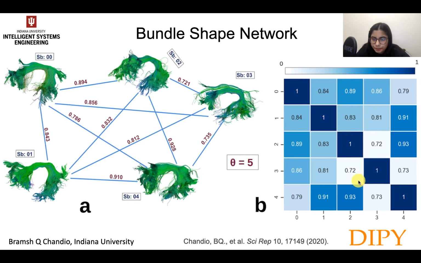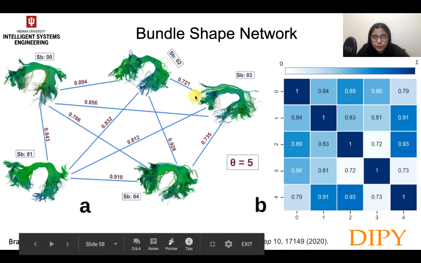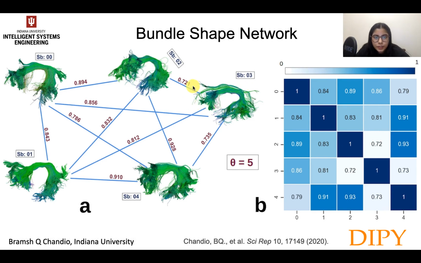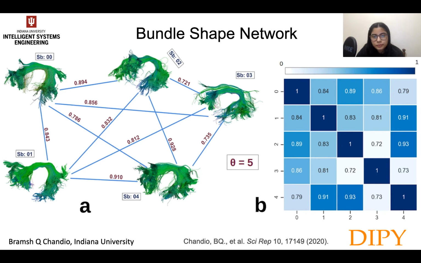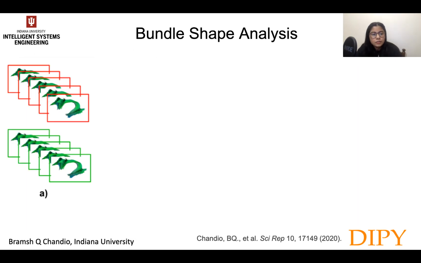In some cases, for example, subject 3, which would be this one, with subject 2, here we can see that there are differences between these two. So relatively it has lower shape similarity from other subjects. So that is an overview of bundle shape similarity.